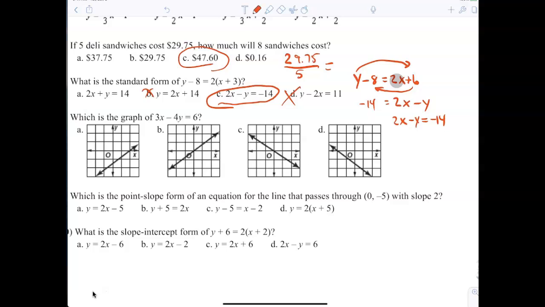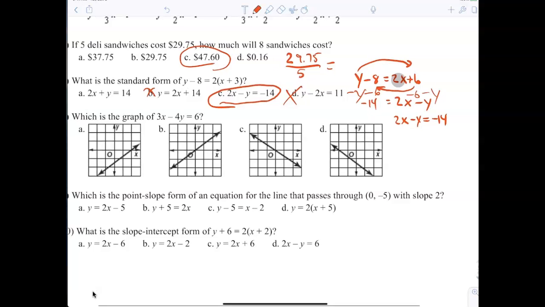Why would it not be positive 14? Because if you're moving it over, wouldn't you be adding? Subtracting 6. I move the y to the right and the 6 to the left. So this is a minus y and a minus 6. Okay. If you have negative 2x plus y equals 14, are you allowed to make it 2x minus y equals negative 14? That's what we did.